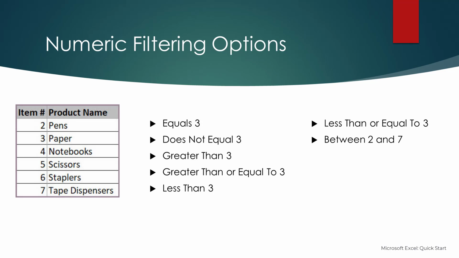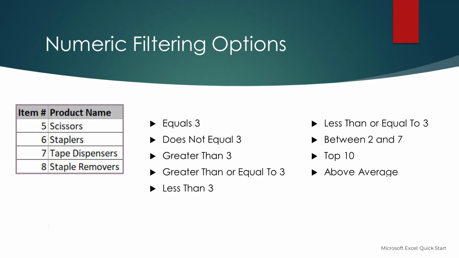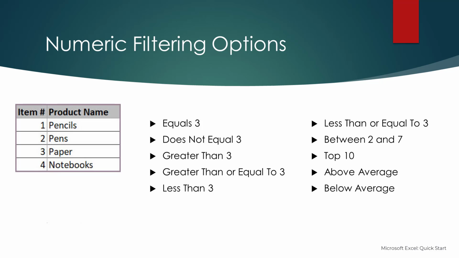between 2 and 7, which would return item numbers 2, 3, 4, 5, 6, and 7, the top 10 values, which would return all the items in our list because we have less than 10. If we had more than 10, it would return the rows with the 10 highest values in the column. Above average values, which would return items 5, 6, 7, and 8 because their item numbers are higher than the average item number, which is 4.5. And below average values, which would return items 1, 2, 3, and 4 because their item numbers are lower than the average item number of 4.5.